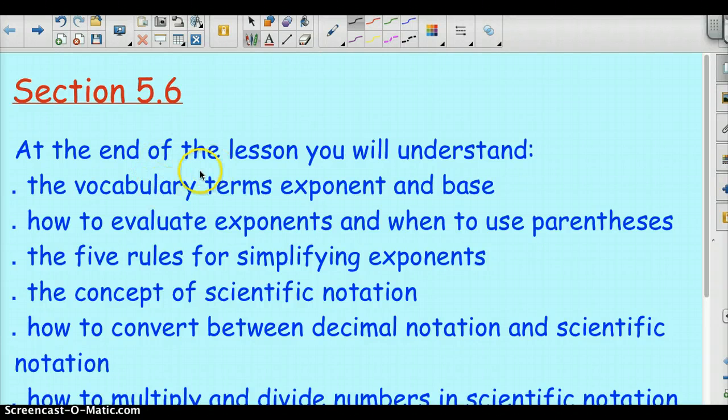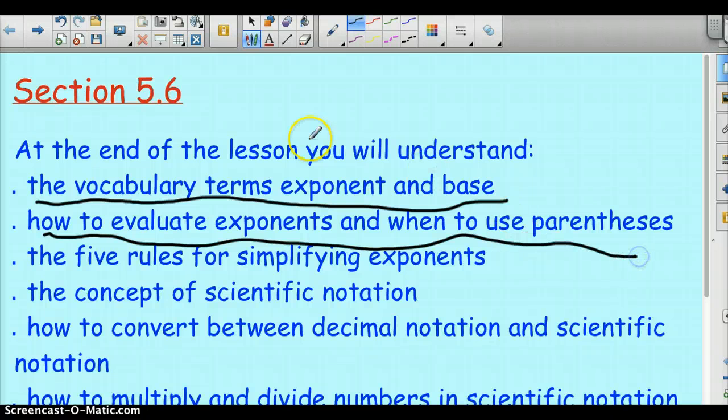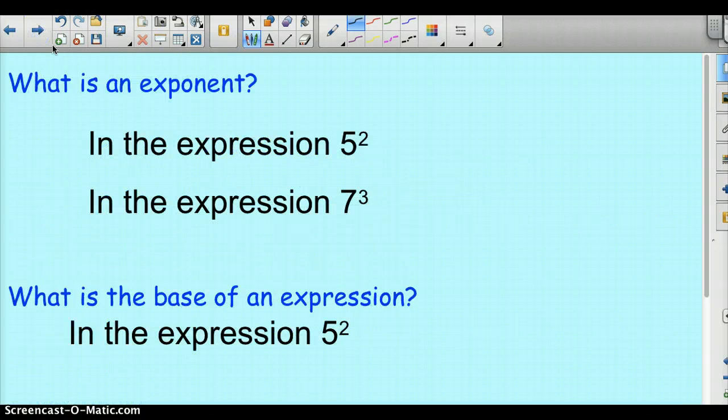Now, with this one that we're talking about today, the section 5.6 one, this is going to be a little tougher. It's not a difficult one, but at the same time, everybody always messes it up because they think they've got it. So be paying attention, please. Talking about exponents. So we're going to start by talking about the vocabulary terms, exponent and base, and then we will evaluate exponents and when to use parentheses. Very important stuff here. So let's start it off.